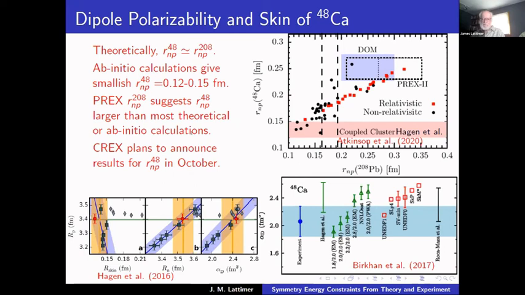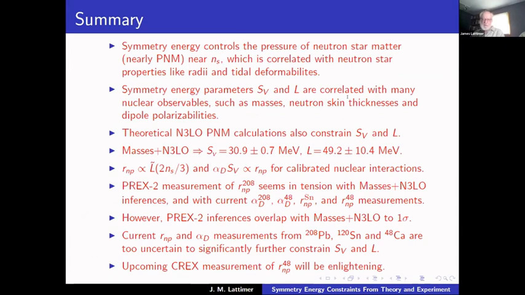And if the CREX results are consistent with PREX, then it means we are going to have to explore things a bit further. So here's my summary, which I'll basically just leave up. But the bottom line is that the current neutron skin and alpha D measurements from these nuclei are at present too uncertain to significantly constrain further SV and L, which I think we have a good handle on from masses and neutron matter studies. And the upcoming CREX measurements will be very enlightening.